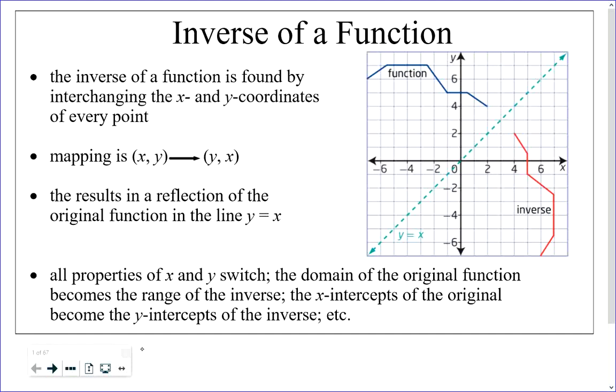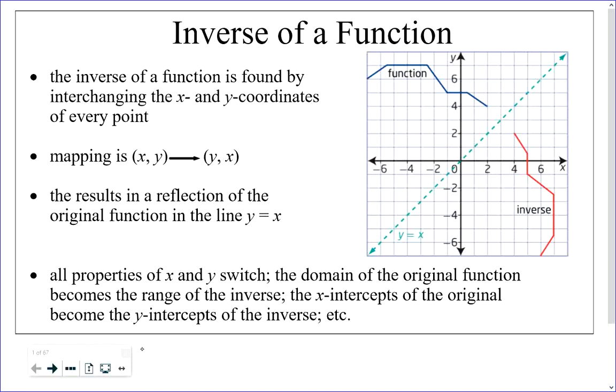Okay, so the inverse of a function, inverse of a relation, I'm not really picky about the difference between the two. The inverse of a function is found by interchanging the x and y coordinates of each point. What that ends up doing is reflecting the graph of the function across the line y equals x. The mapping is that (x, y) on the original function becomes (y, x) on the inverse.